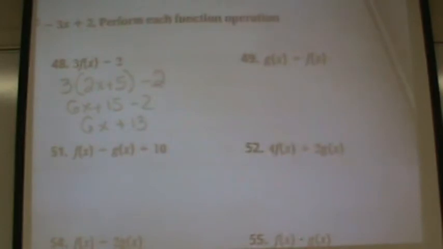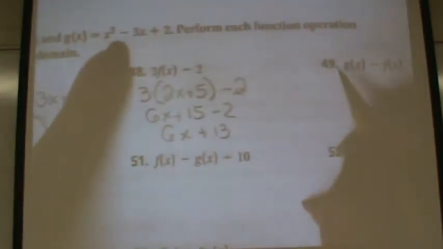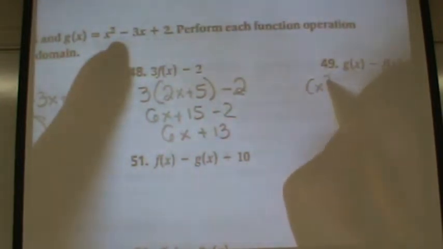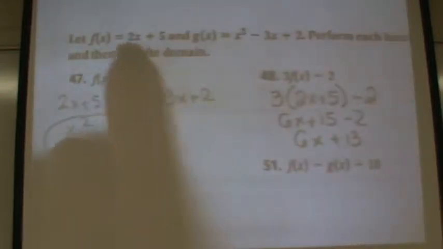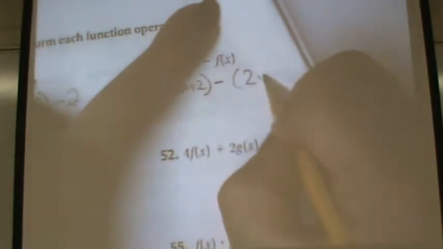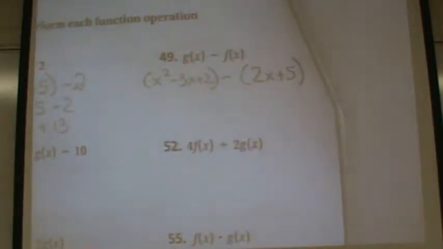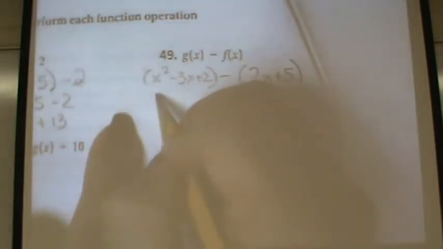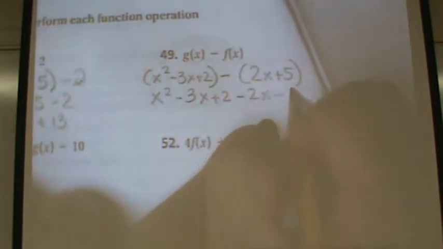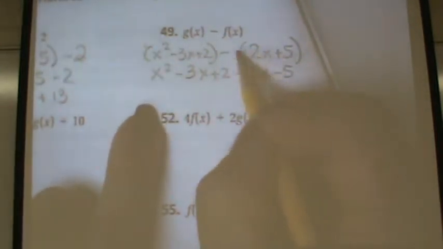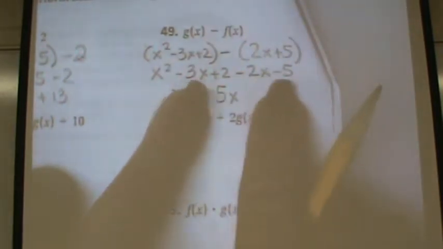Okay, the next one. What does g of x minus f of x tell you to do? You take the g of x function, x squared minus 3x plus 2, and you're going to do what? Subtract f of x. Subtract 2x plus 5. So what do you do with this minus sign? You're going to first distribute the negative, and then combine like terms. So it's x squared minus 5x minus 3.